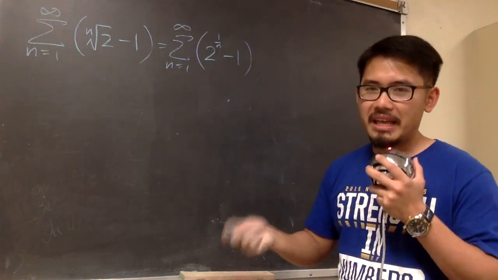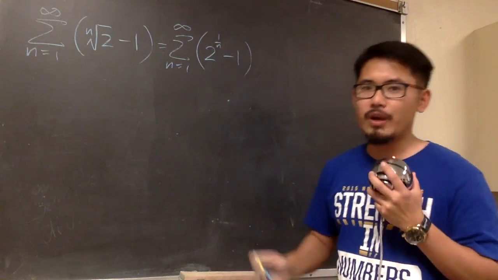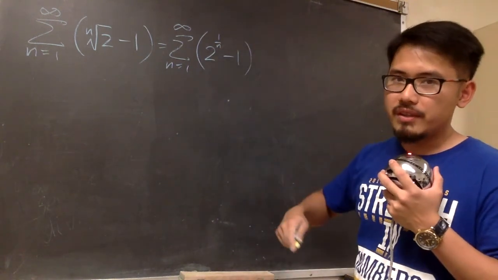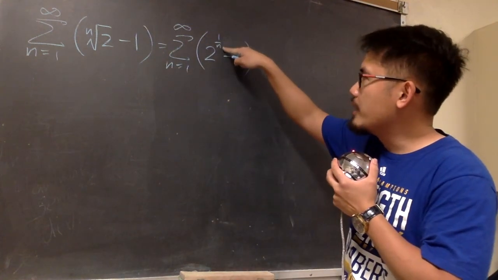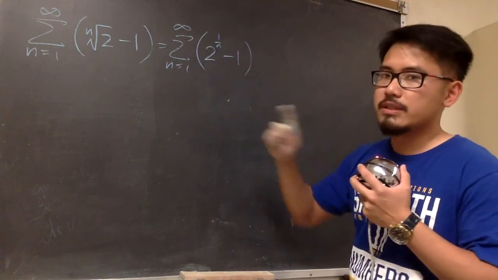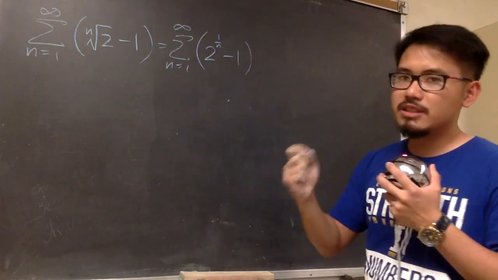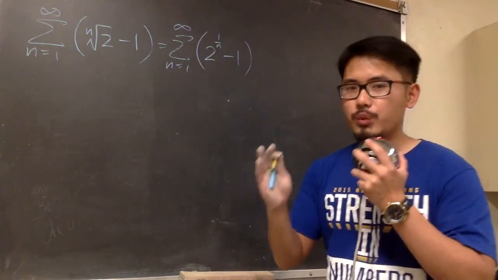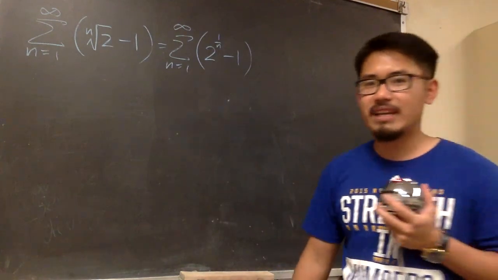Perhaps we can do the test for divergence, and we will just do that in our head. This is the a_n. If n is approaching infinity, we will have 1 over infinity, which is 0. 2 to the 0th power is 1. 1 minus 1 is 0. Unfortunately, the test for divergence doesn't work because we do end up with 0.